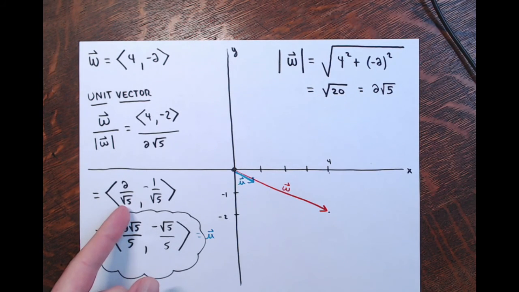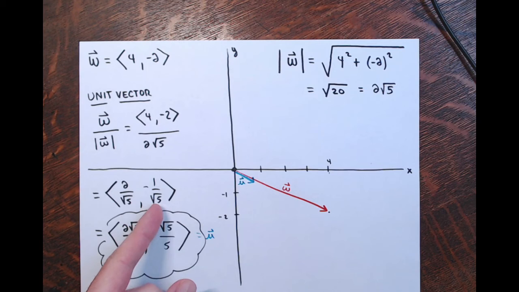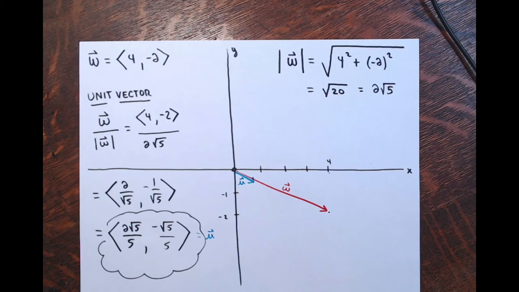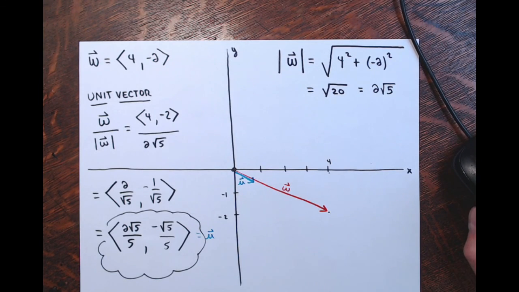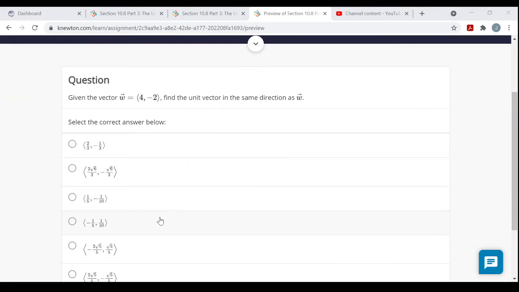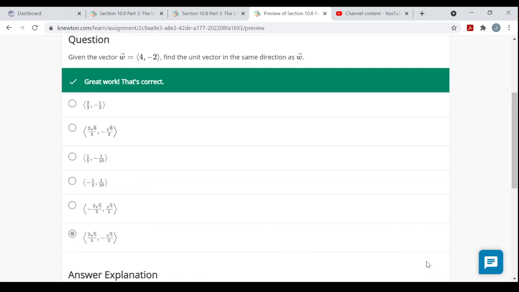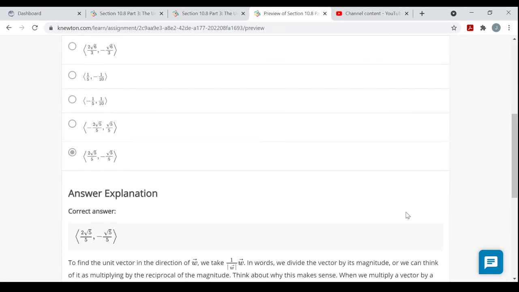And you can tell, square this, it's 4/5. Square this, it's 1/5. Add them up, you get 1. And then the square root of 1 is 1. This has a length of 1 unit, a magnitude of 1 unit, and points in the same direction. All what they wanted. Alright, so looking at all these options here, that's this last option. Okay, wonderful.